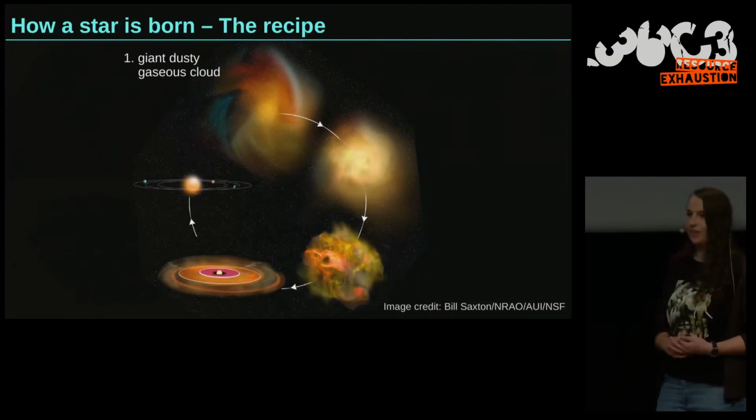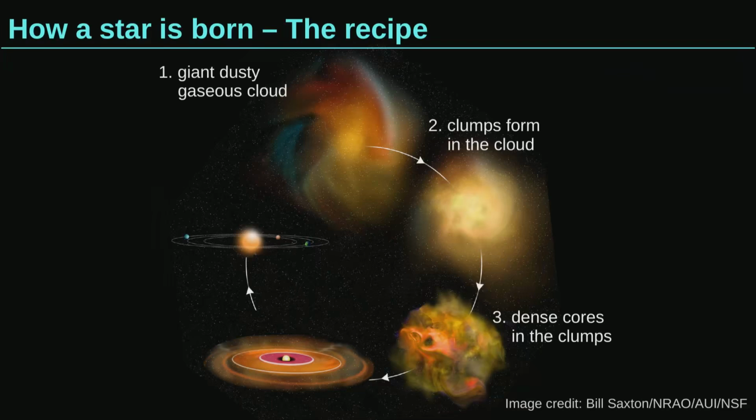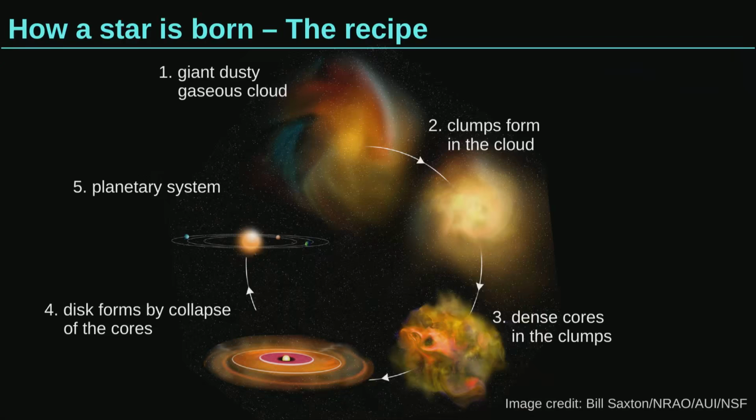But first, let's have a look at how a star forms. A star forms from a giant cloud of dust and gas. Everything moves in that cloud. So eventually, more dense regions occur, and they get even denser. And these clumps can eventually collapse to one star. So this is how a star forms. They collapse due to their own gravity. And in this process, a disk forms, and in this disk, planets can form.